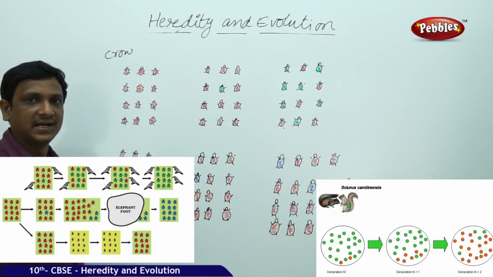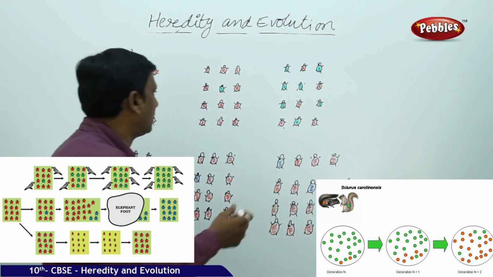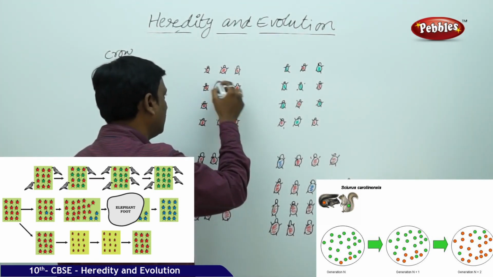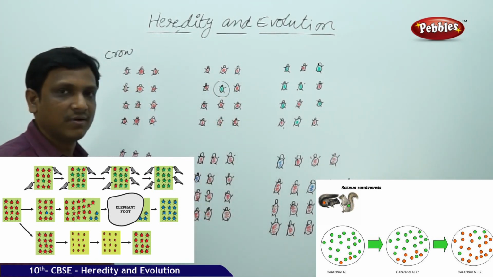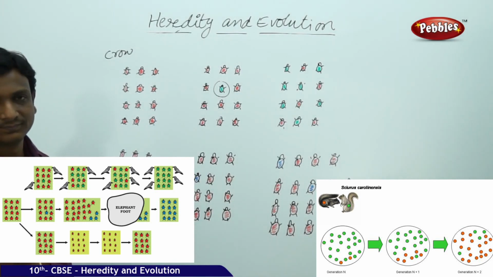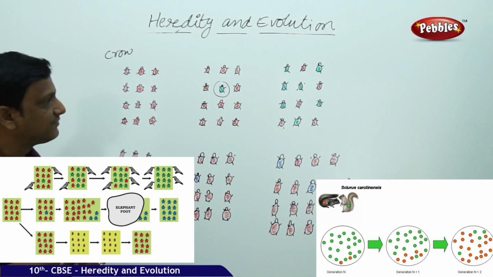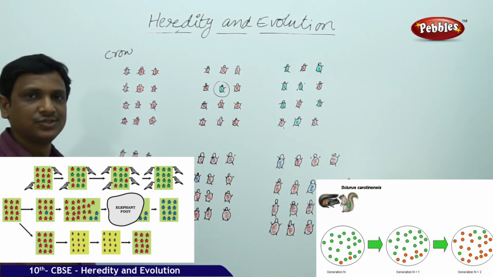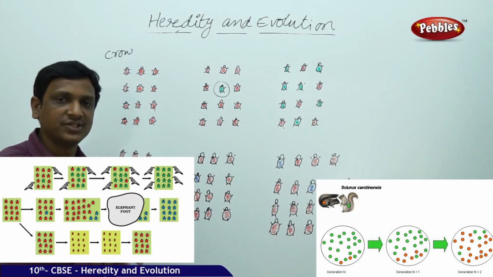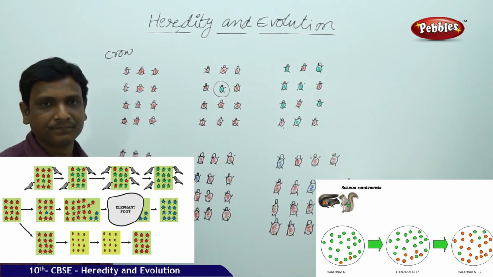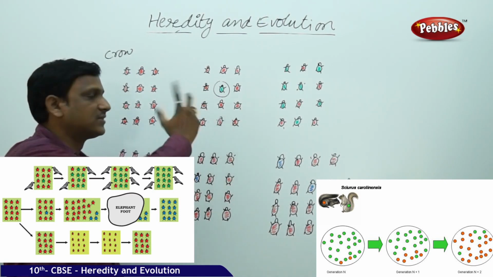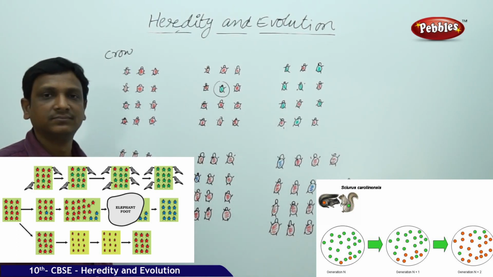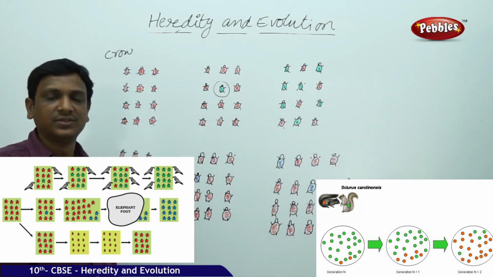Suddenly, in the red beetle population, one variation has occurred. One of the beetles has got green color. That is a variation, and this change happened through the genes. So it can pass this variation to its progeny. The green color can be passed to the next generations. So this is a variation.